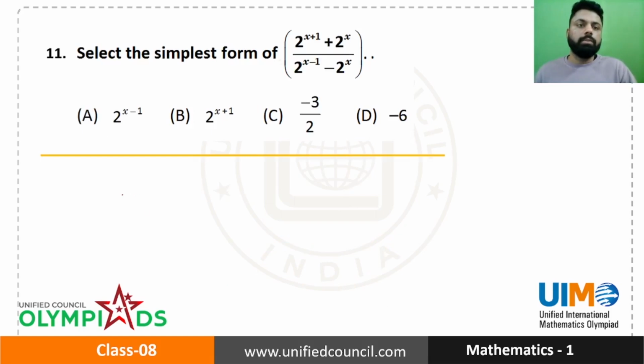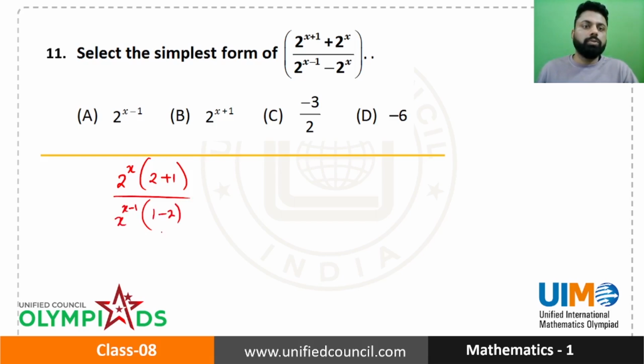Next one, select the simplest form of it. We can take 2 to the power x common. So this is 2 plus 1. We can take 2 to the power x minus 1 common. So 1 minus 2. We can write it down as 2 raised to the power x minus 1 multiplied by 2 multiplied by 3, 2 raised to the power x minus 1 multiplied by minus 1. This will get cancelled out. So this is 6 upon minus 1, that is minus 6.